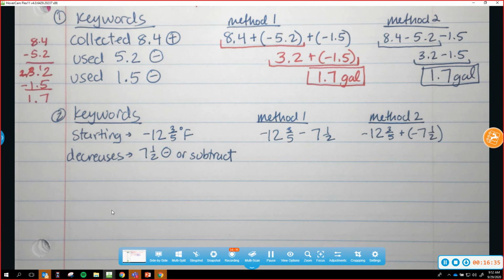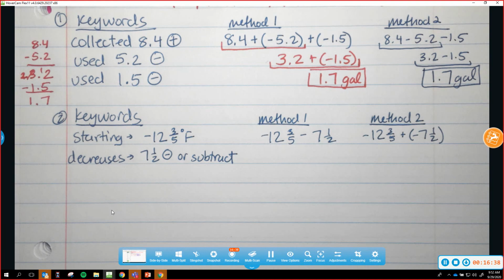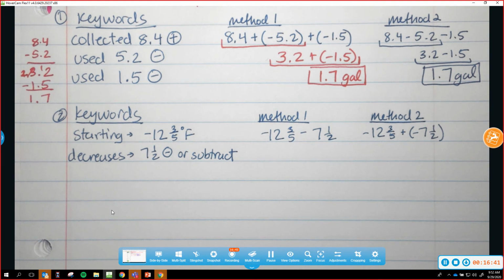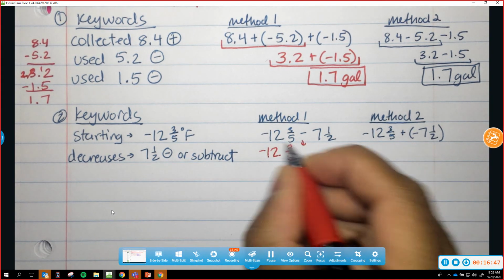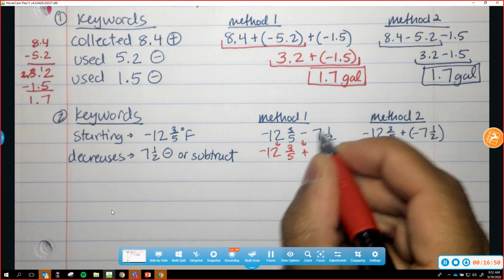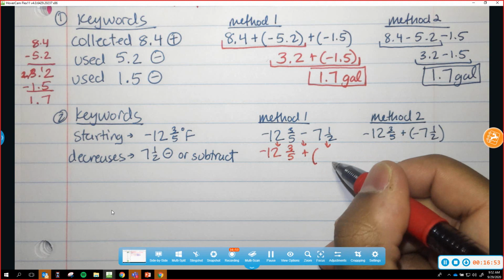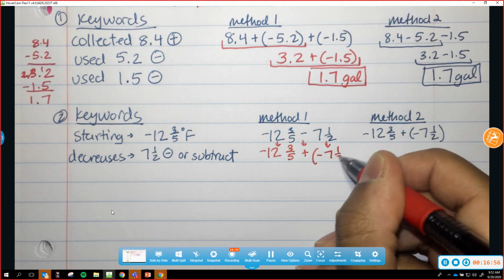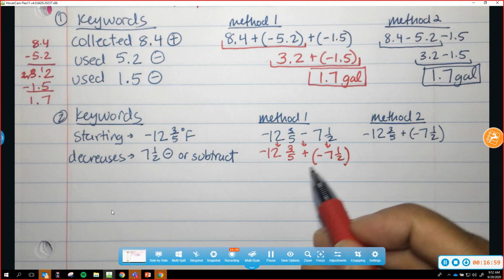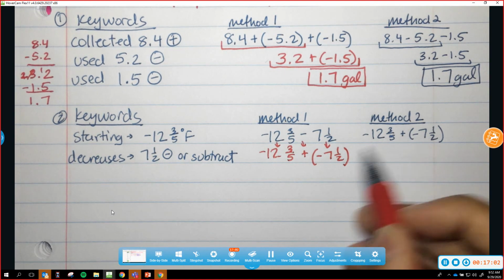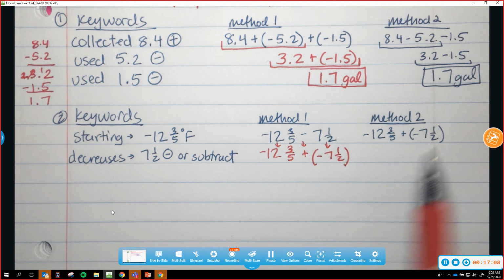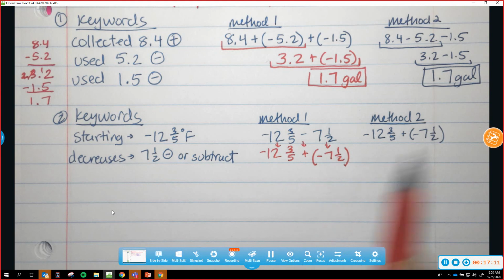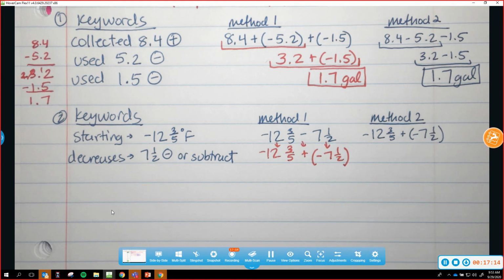Another way to think about it, guys: if I were to do method 1, my rule for subtracting integers or even rational numbers is keep the first one the same, change it to addition, and change the second to its opposite. Myra, what's the opposite of positive 7.5? Negative 7.5. So are these two the same expressions? Negative 12 and 3/5 plus negative 7.5, negative 12 and 3/5 plus negative 7.5. Those are both the same expression.